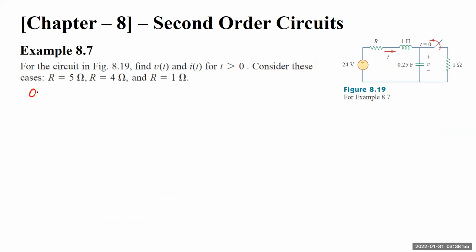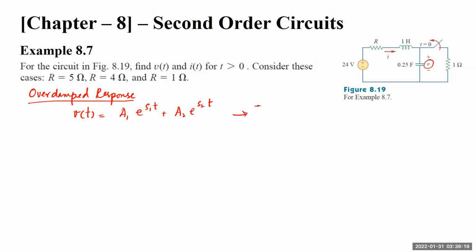So for the overdamped response, and remember we are solving for this voltage, the voltage is given as A1 e raised to power s1t plus A2 e raised to power s2t. This is the transient case. And for the total response, this is V transient plus V steady state, right?